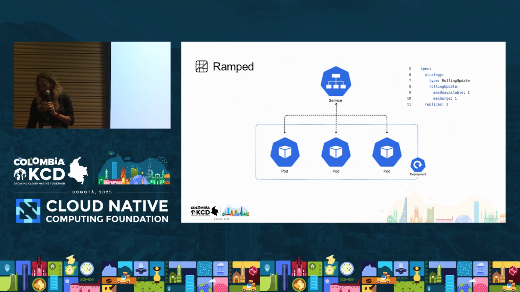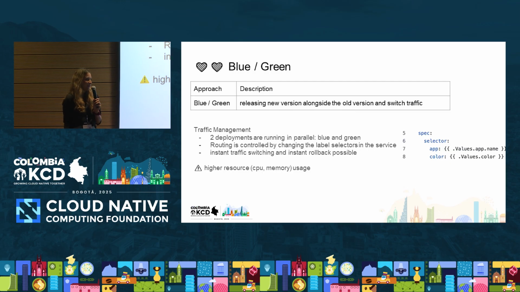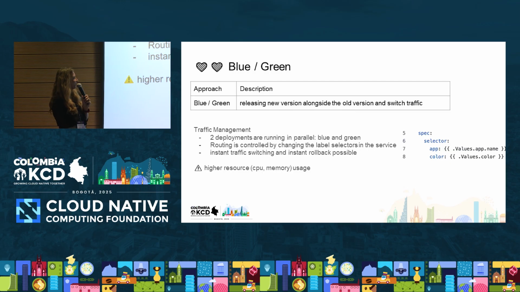Yeah. Now we have our third deployment strategy, blue-green. This is when we want to control the deployment and the traffic management more. So what we want is an instant switch. We don't want to wait for the rolling out, but we have already our two releases running in parallel, simultaneously. So we have one deployment with the color blue and one with the color green.